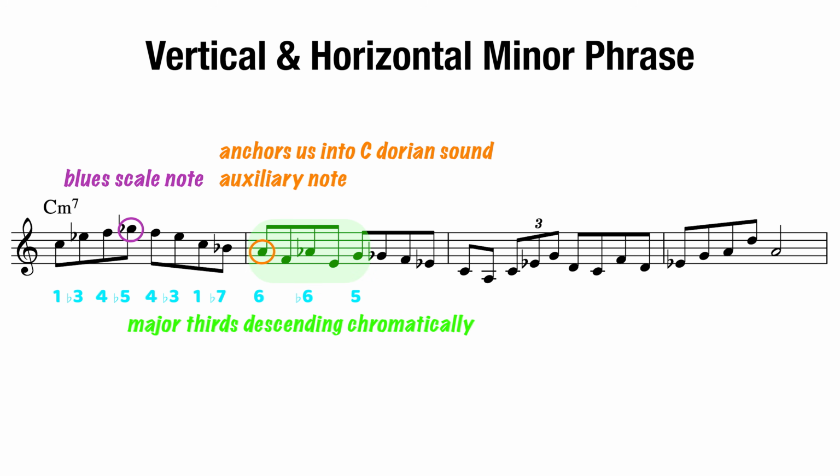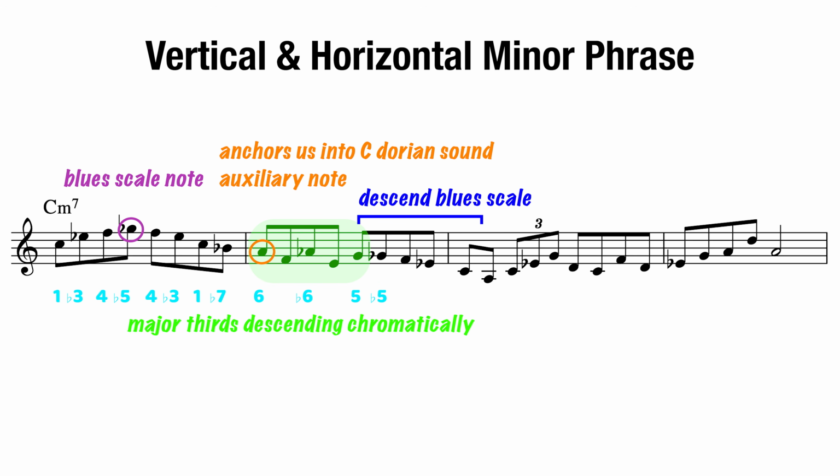We have these major thirds moving down chromatically. All right, so a major third between A and F, major third between A flat and E, and then finally our target of G. Then for 2 beats, we slip back into more of a horizontal approach and just go down the blues scale with no auxiliary notes from the 5th.